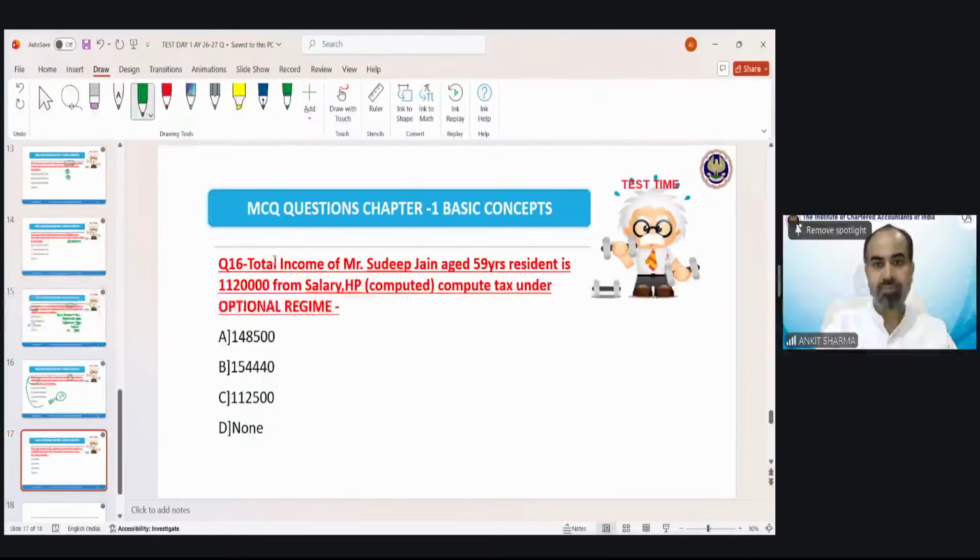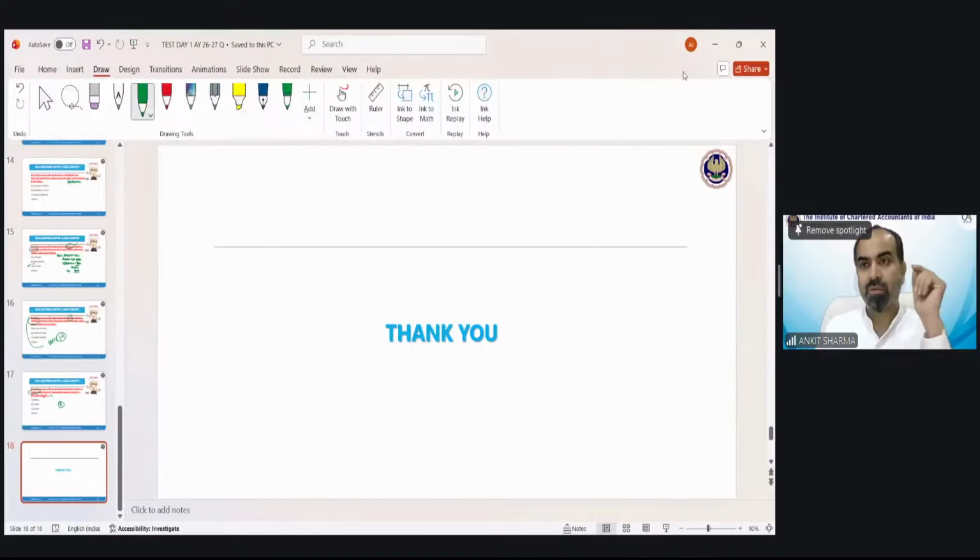Suppose Mr. Sudeep Jain is 59 years, resident in India. The income is 11 lakh 20,000. So now you have to calculate tax under the optional tax regime. So the correct answer of 16 is B. Normal tax calculation. I believe you will solve it easily. That was MCQ sheet 1. Moving on to MCQ sheet day 2 of the basic chapter.